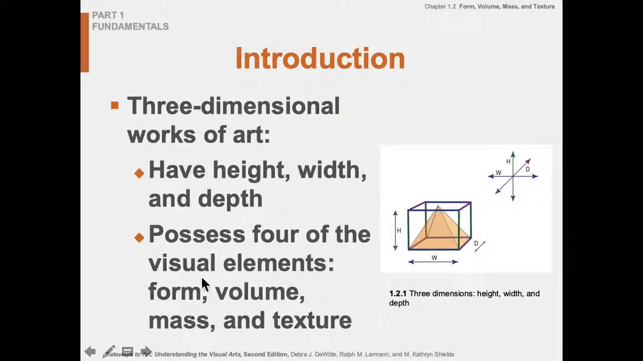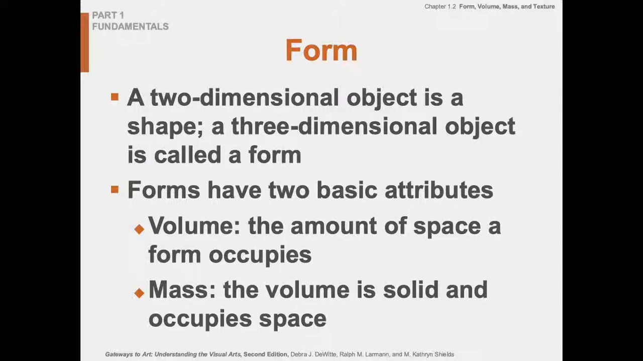Form, if we were thinking about two-dimensional pieces, you would use the word shape. Okay? And texture, you would use pattern. Now there are implied textures and implied mass and implied volume in painting. But what we're going to talk about right now is actual and a little bit about implied. So a two-dimensional object has shapes, or is a shape, depending on what we're talking about. A three-dimensional object is called a form.